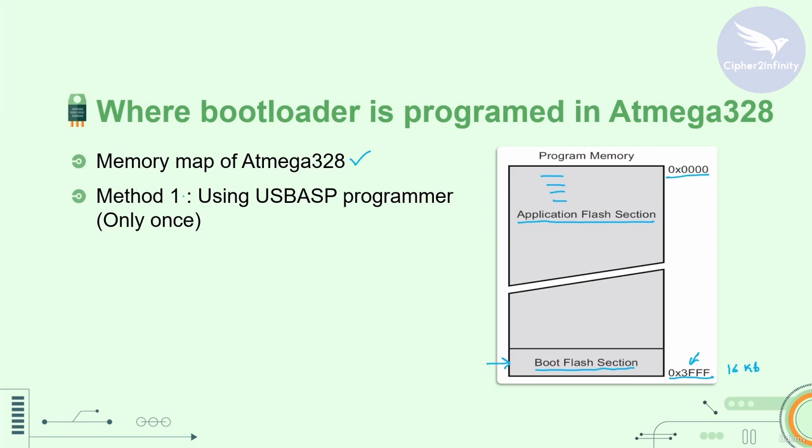So when we discussed the first method, I told you that we need to program the bootloader code in the microcontroller using a USB ASP programmer. So when we are using this particular method to program the bootloader code in the microcontroller, that USB ASP programmer is going to program the code in this region, because this region is the bootloader region, or bootloader flash section. That's the reason the USB ASP programmer is going to program the bootloader code in this region.